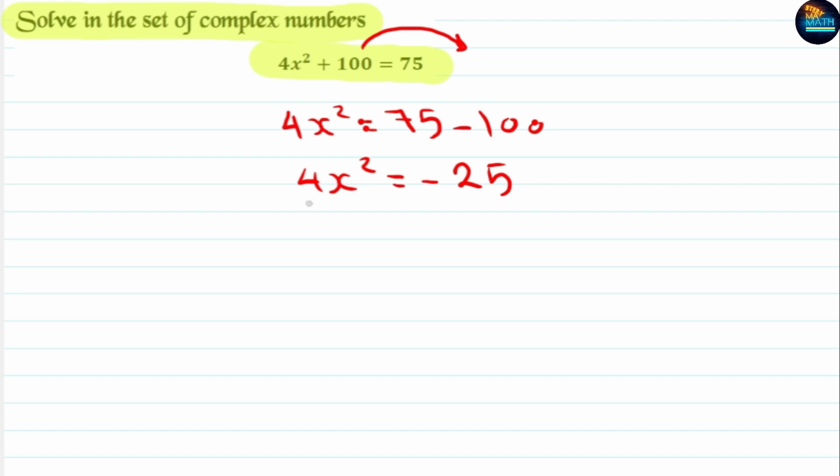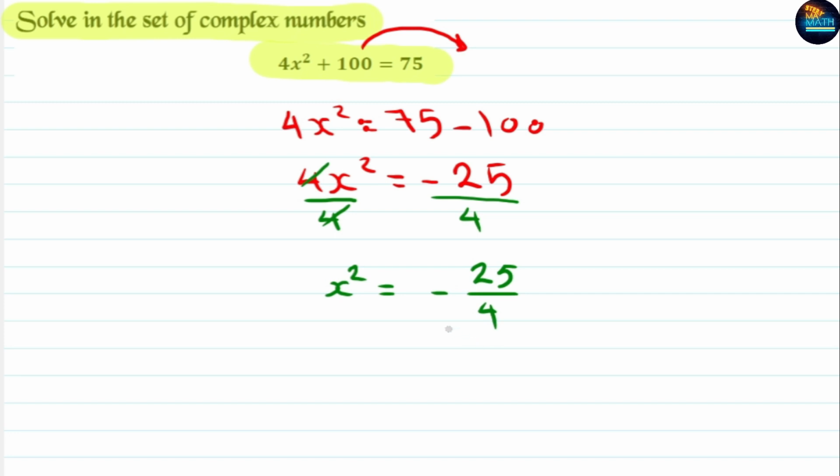And the coefficient of x squared is 4, right? So divide both sides by 4. 4x to the power of 2 divided by 4, 4 and 4 cancel each other out. So you are left with x to the power of 2 is equal to, on the other side, negative 25 divided by 4.